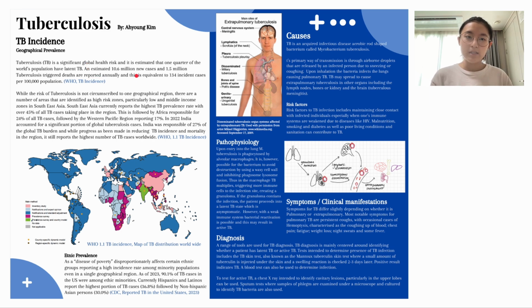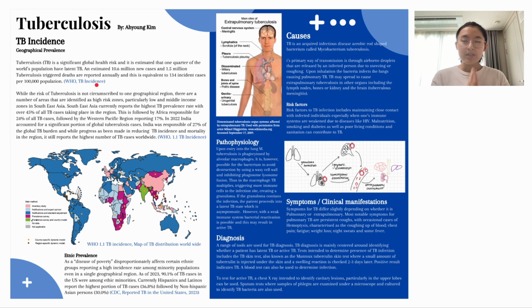An estimated 10.6 million new cases and 1.5 million tuberculosis-triggered deaths are reported on an annual basis. To let you know how this really feels, it's 134 incident cases per 100,000 population, and these statistics have been reported by the World Health Organization under the category TB incidence.